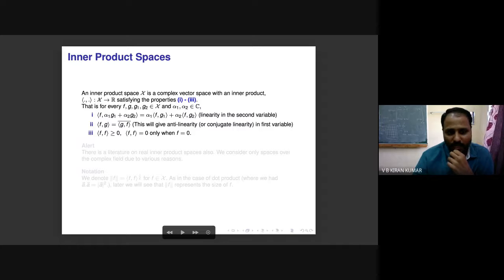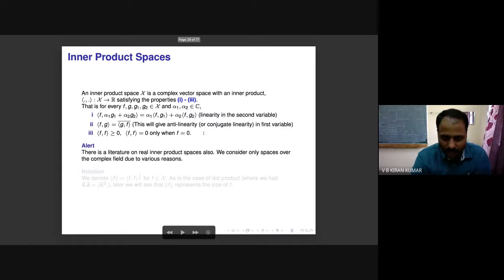It should satisfy, for each f, g in X, you need inner product fg. It should be linear in the second variable. Then conjugate symmetry: if you replace the order of f and g, then you'll have a conjugate here. And inner product ff is always non-negative, and it is 0 only when f equals 0. Again, we will be considering only complex vector spaces here. We are not interested in the real situation.